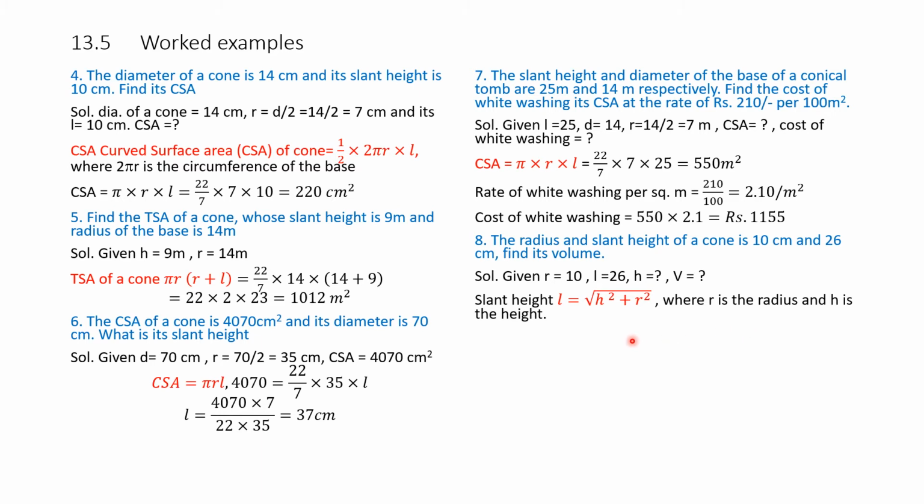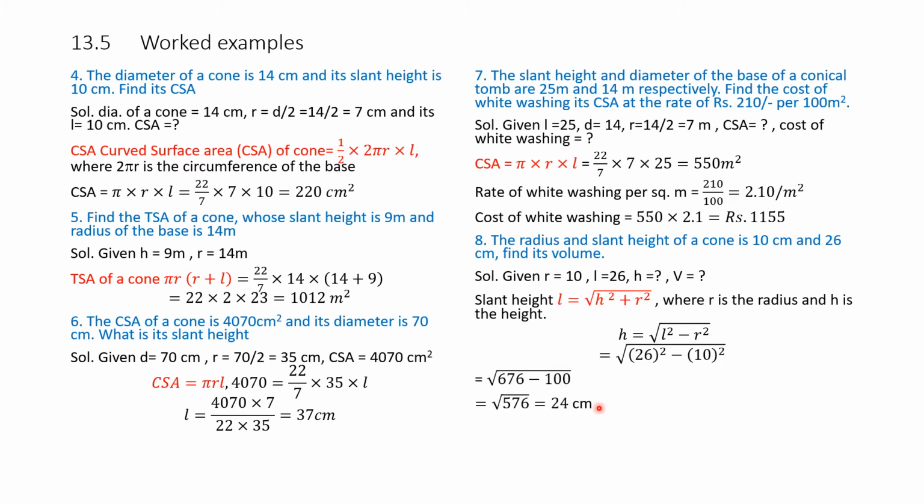Therefore, h is given by h is equal to square root of l square minus r square. Substituting l as 26 and r as 10, we get h is equal to under root 26 square minus 10 square. 26 square is 676 and 10 square is 100. Therefore, that is equal to 576, and taking the square root of 576, we get 24 centimeter. Therefore, the height of the cone is 24 centimeter.